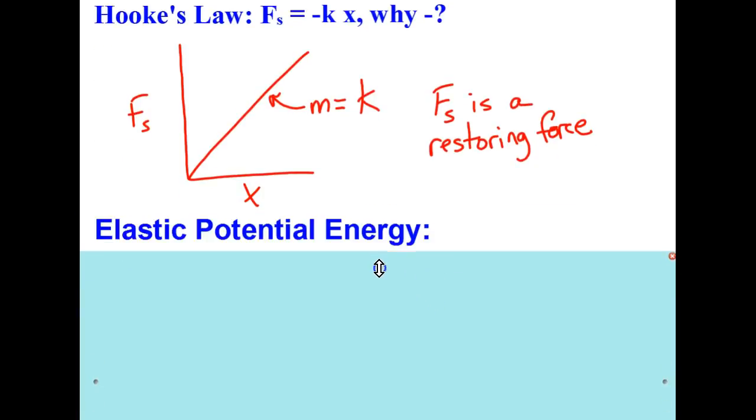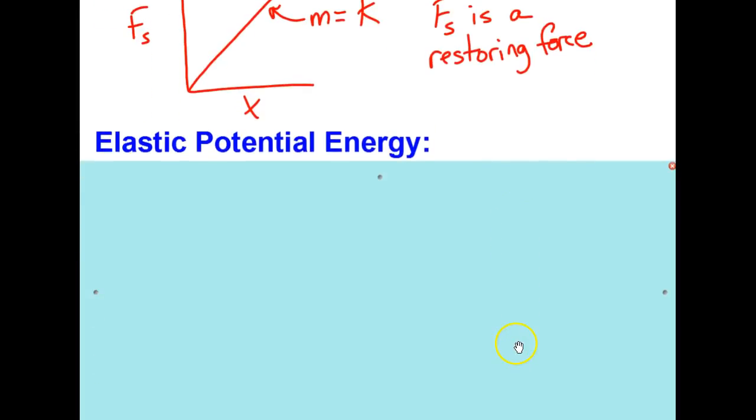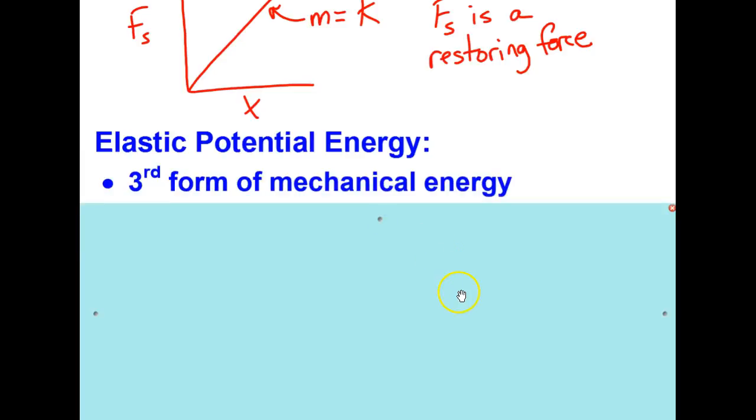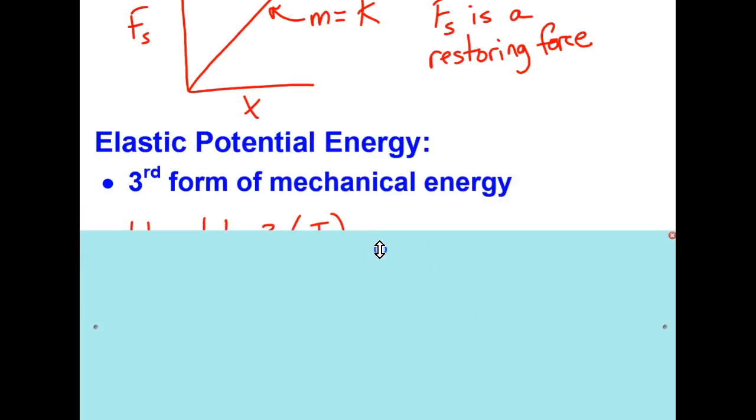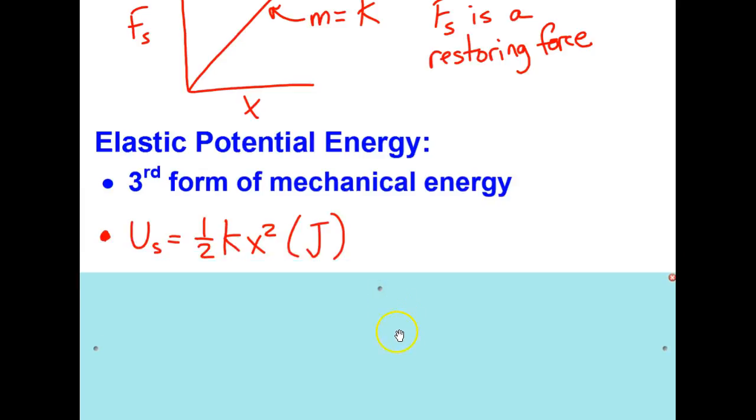Okay, next we have the third form of mechanical energy that we're learning in this course, and this is elastic potential energy. This is, of course, the energy stored when we, in this particular case, stretch or compress a spring. Again, it's the third form of mechanical energy, joining kinetic and gravitational potential energy. So we no longer can say when we do problems, oh, potential energy, we have to be specific about which kind.